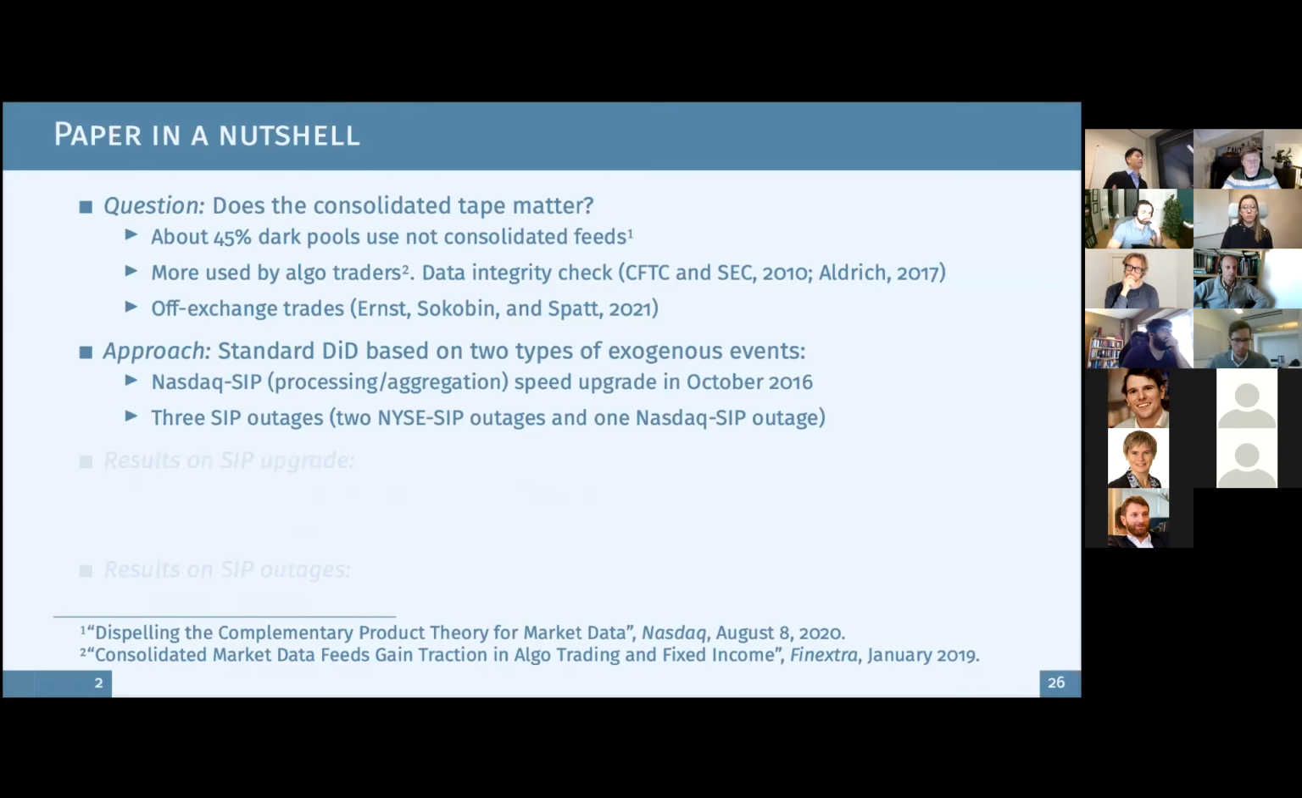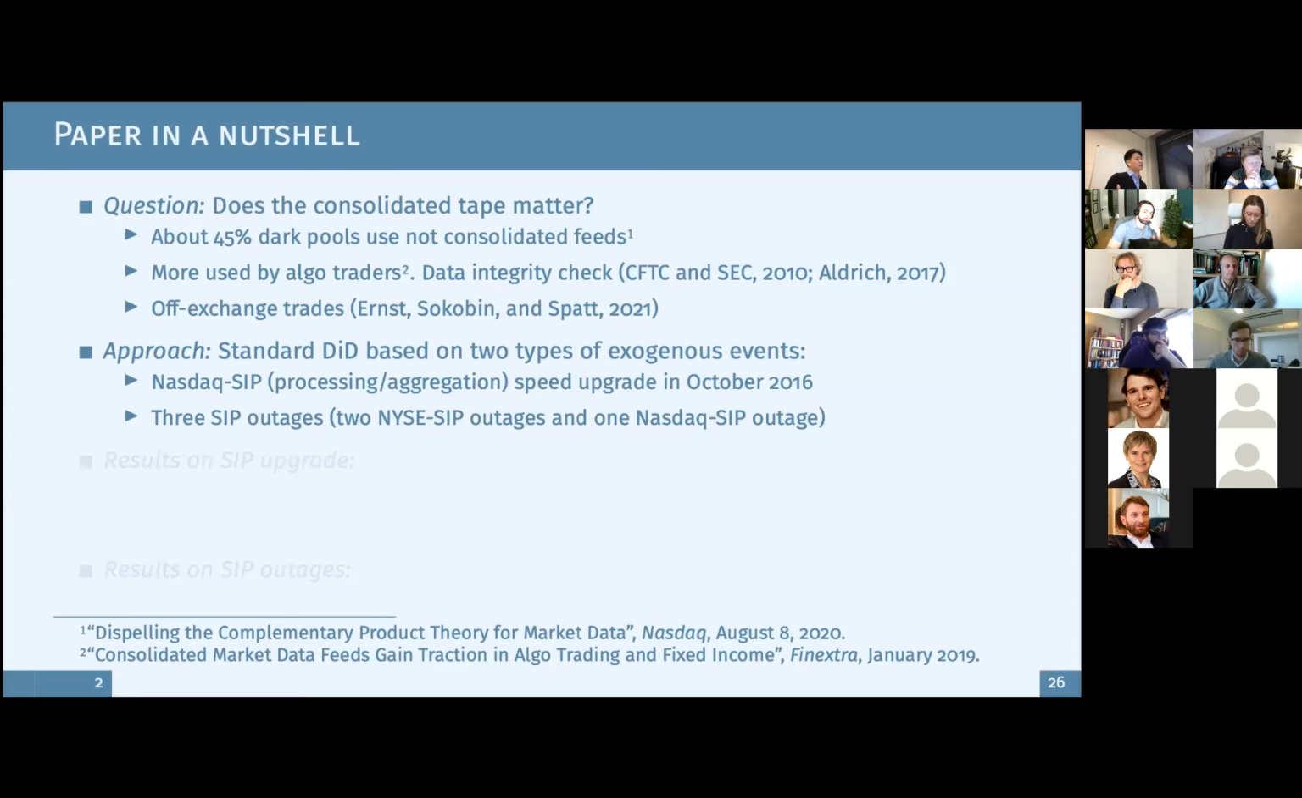The question is very big, right? Does the consolidated tape matter? But how am I going to approach that? I'm going to look at 2 different types of exogenous events. The first is good news to the tape: back in October 2016, the NASDAQ SIP went through a major speed upgrade. I'll talk more about the details of that.